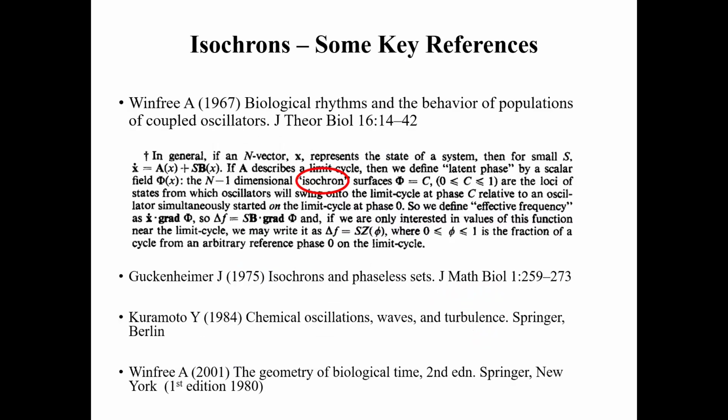Okay. A little bit of history of isochrons. So Art Winfree, to my knowledge, is the first person to use this term back in 1967. This is kind of a footnote in the paper where he uses the word isochron. Some other notable references: John Guckenheimer kind of put them on a firmer, rigorous standing. Kuramoto certainly did, kind of in parallel, some very interesting work. Art Winfree's book, the first edition came out in 1980, second edition in 2001, Geometry of Biological Time.